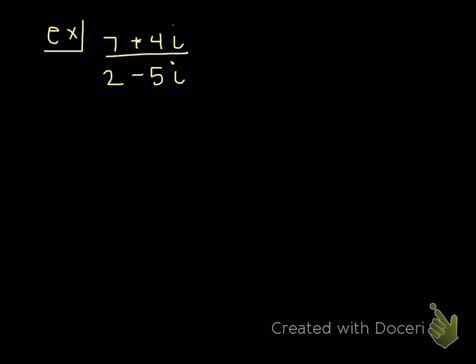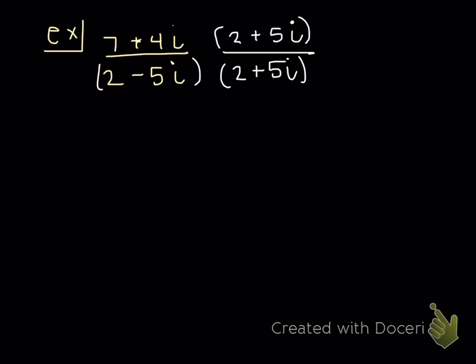So here we have 7 plus 4i over 2 minus 5i. So again, you're only worried about the bottom, and so the conjugate of the denominator will change to be 2 plus 5i. And whatever I do to the bottom, I have to do to the top. So this one I'm going to have to FOIL in the top and the bottom. So if you do the box, you'll make 2 different boxes. If you FOIL, go ahead and start FOILing.